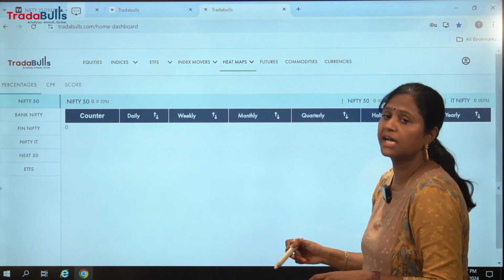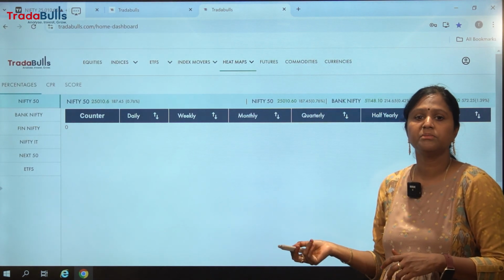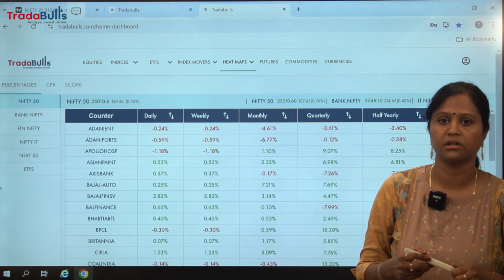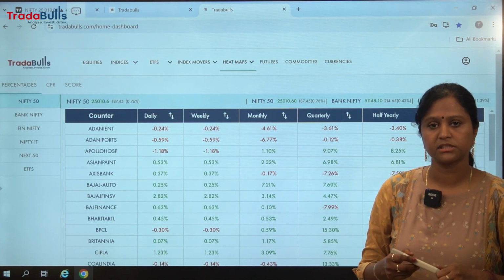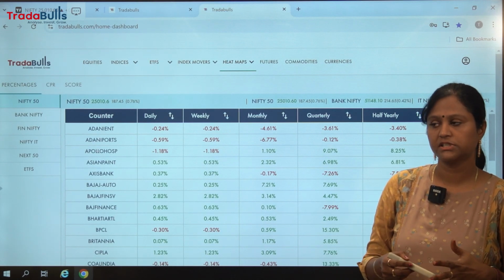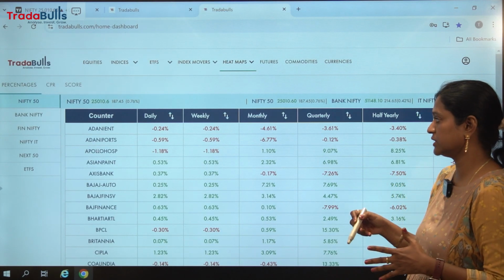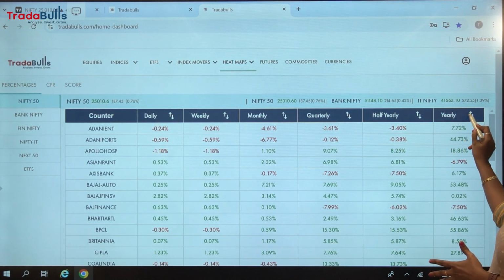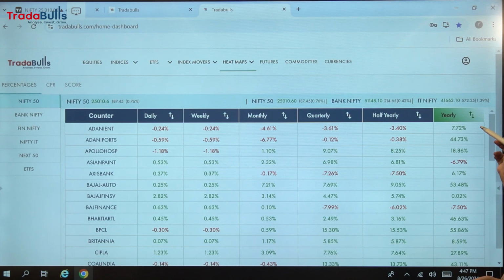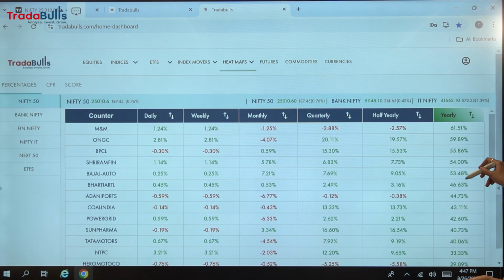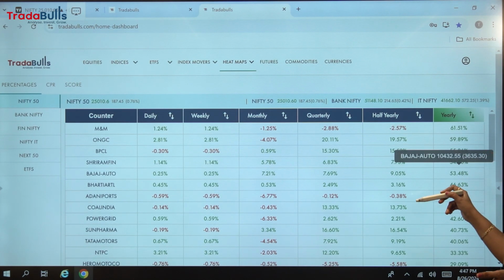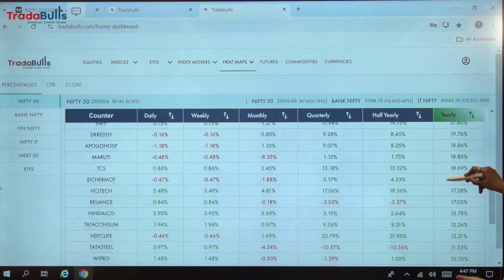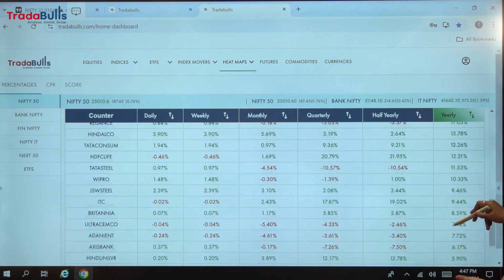And coming to the next segment, heat maps. As we said earlier, heat map is one of the very major sections which is helpful for the traders as well as the investors. Basically for long-term investors, you can directly go here. You can go on yearly, half-yearly or quarterly. Just filter it from here, and you will be able to see which are the positive gainers and which are the negative gainers. At the bottom you will see these are the negative gainers and these are the positive gainers.